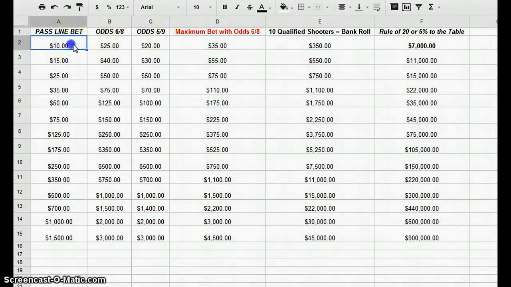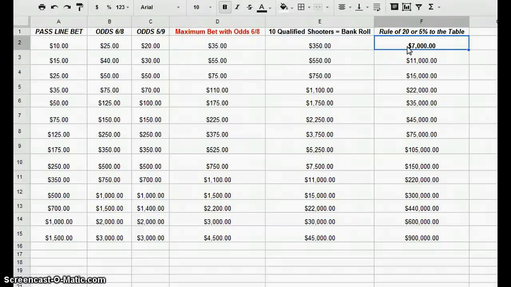If you're betting on the pass line at $10, you're taking double odds for the 6 and 8 at $25. That means your starting bet is $35. You need 10 qualified shooters as your bankroll. That's $350. And here comes the tricky part. He advocates taking, for a recreational gambler, 5% to the table. So I multiply this amount by 20, I call it the rule of 20, to get my total gambling bankroll of $7,000.